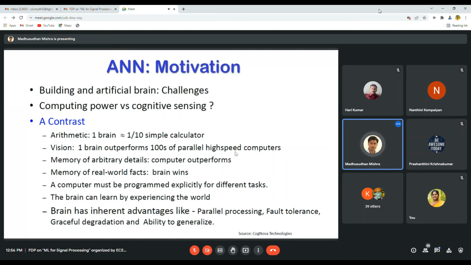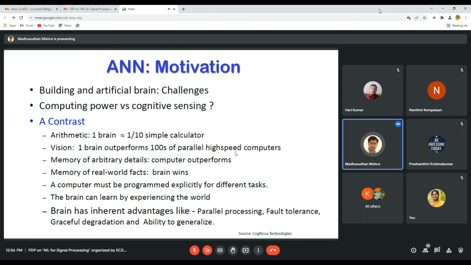A computer has lots of computing power, but our brain has cognitive sensing. So artificial neural networks try to mimic the cognitive and perceptual qualities of the brain with the computing power of the machine. There is a contrast between the machine and our brain. If we talk of arithmetic, our brain is definitely about 1/10 of a simple calculator compared with the machine. But if we see vision, one brain outperforms hundreds of parallel high-speed computers.